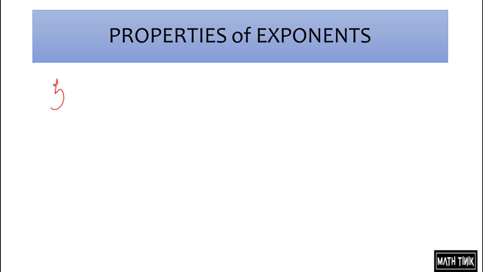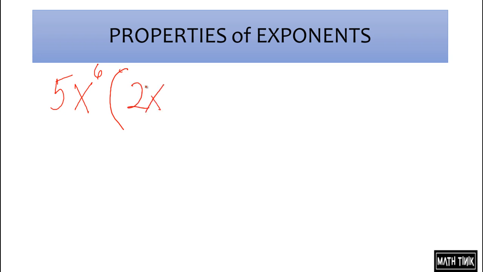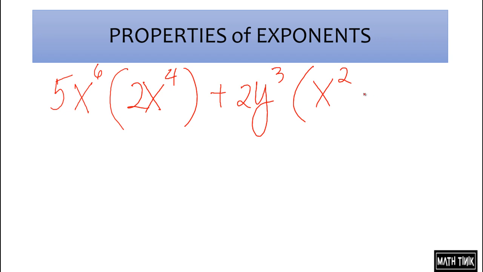So we have here 5x to the 6. This is our last example for product rule. Then next videos, we will have quotient rule and so on and so forth. So, 5x to the 6 times 2x to the 4th plus 2y raised to 3 times x squared plus 3x squared. Okay.